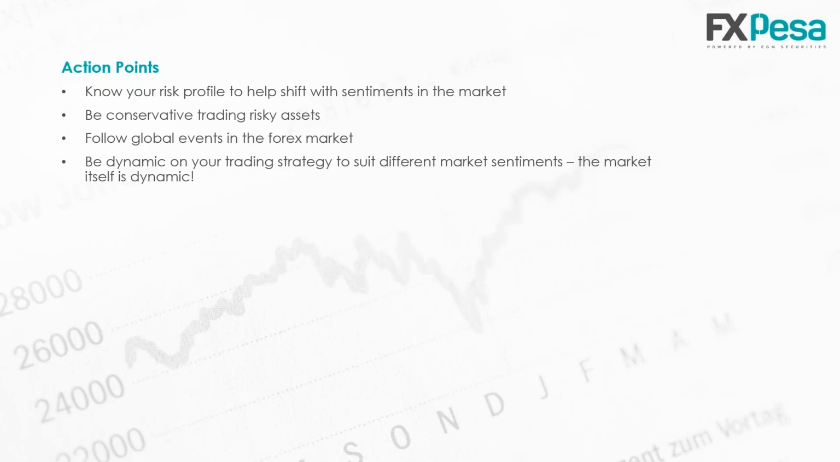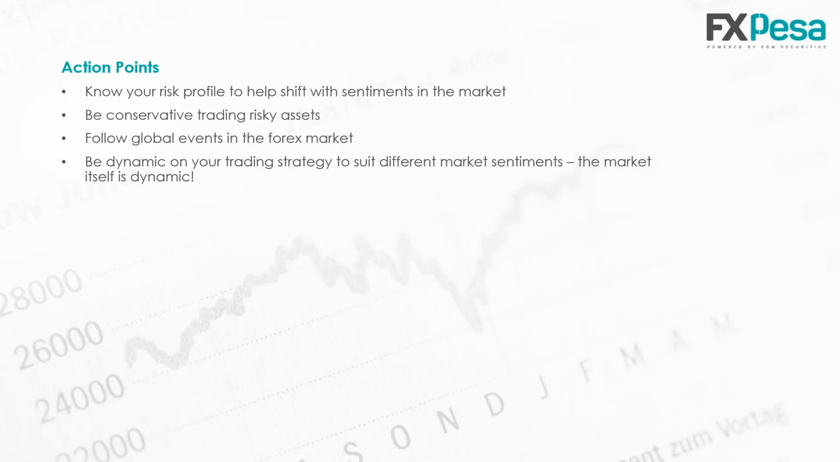Follow global events in the Forex market. Here we're talking about the economic calendar. Know what is happening. And currently, to mention, there's a lot of news about the bond yields, about inflation, about interest rates. And those are the factors I've told you that you can check out for. Inflation, interest rates, and even the bond yields, right? So check out those events on the economic calendar, know what is happening globally.